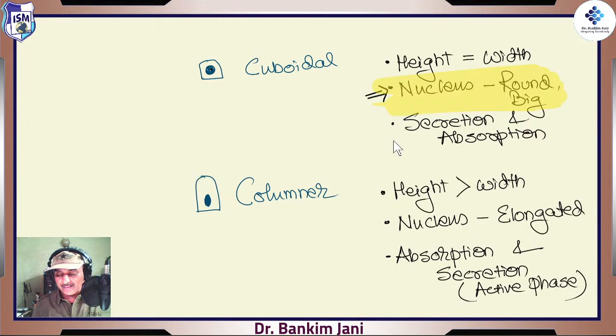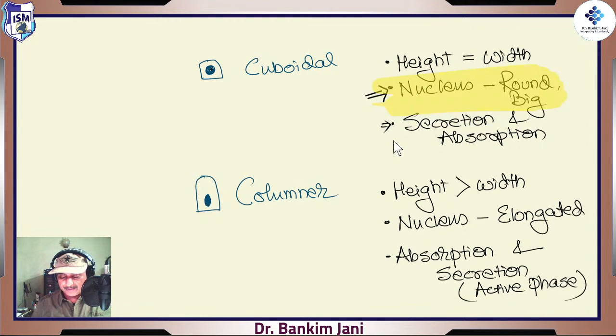So secretion and absorption. Obviously, this big fresh nucleus will be doing this function, secretion and absorption. He will absorb and he will secrete. Okay, now let's go for the third combination.